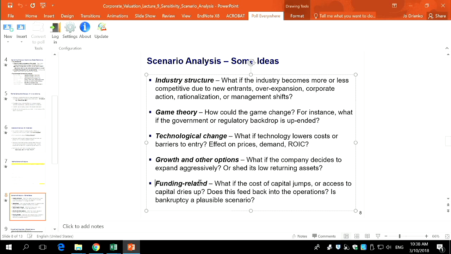So you could have a funding related scenario where the cost of capital jumps or access to capital dries up. There's another credit crunch like in 2008. Does this feed back into the operations? Is bankruptcy a plausible scenario? For JB Hi-Fi, not really. They don't have a lot of debt, but for other companies, that may be the case.